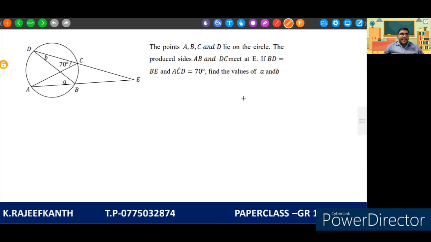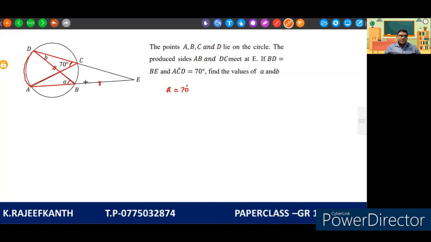Here, directly we can find the value of a. a is equal to 70 degrees. Because here, consider the arc AD. Here this arc forms subtended angles at the circumference of the circle. Here, angles in the same segment are always equal. Then a is equal to 70 degrees. Right? Then, here this DBE is an isosceles triangle because BD and BE are equal.